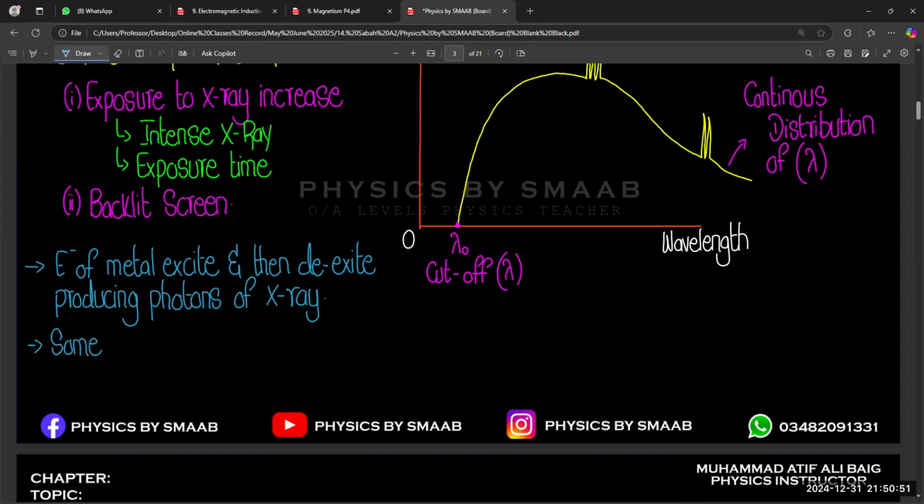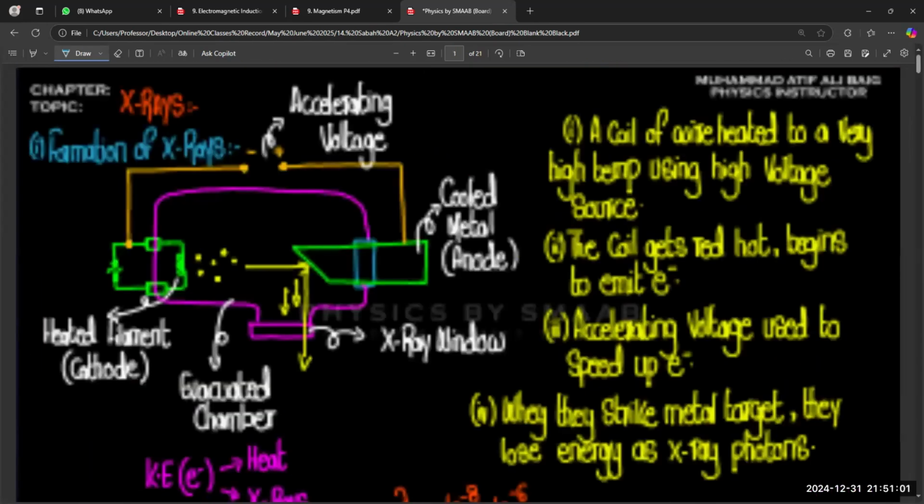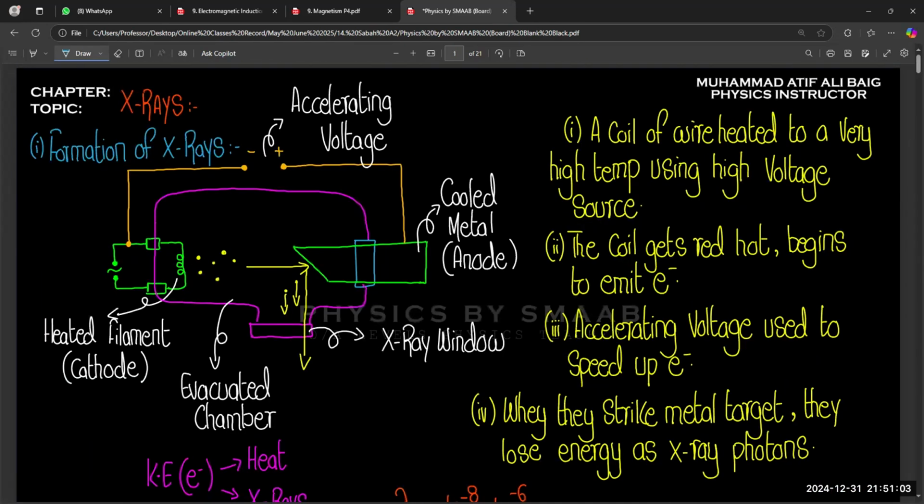This is kind of like another phenomenon, the exciting and de-exciting. It is the same thing as we discussed when electrons strike the anode. Initially they are moving with high energy, but when they lose energy, that lost energy is converted into X-ray photons. Initially, when they got energy, they became excited and left the surface of the metal. When they strike the anode, they lose energy and become de-excited again.